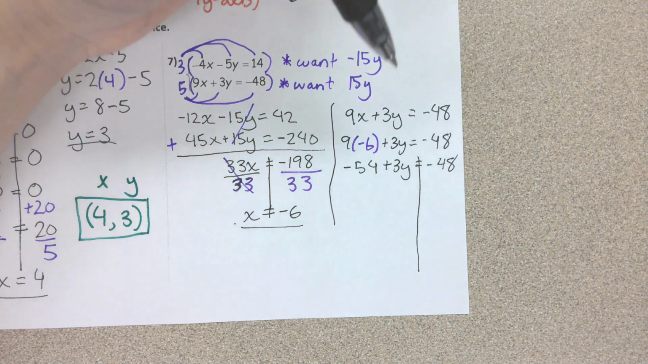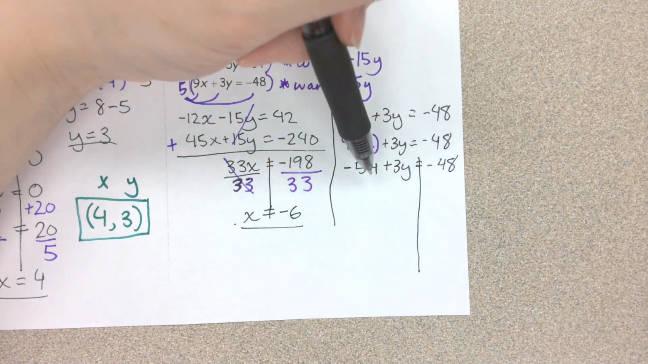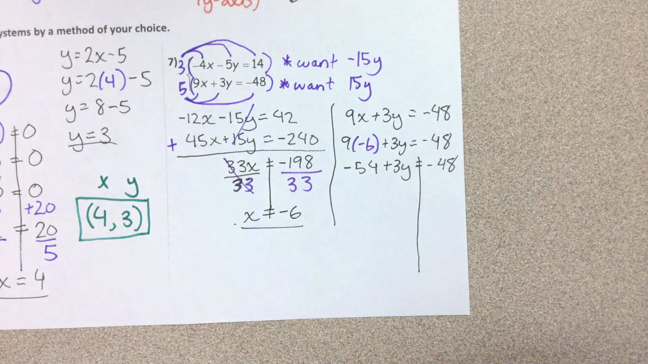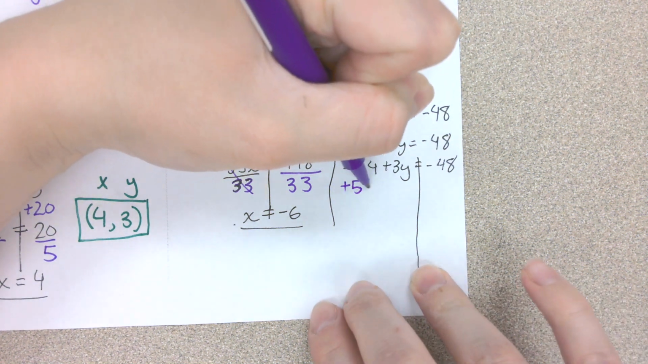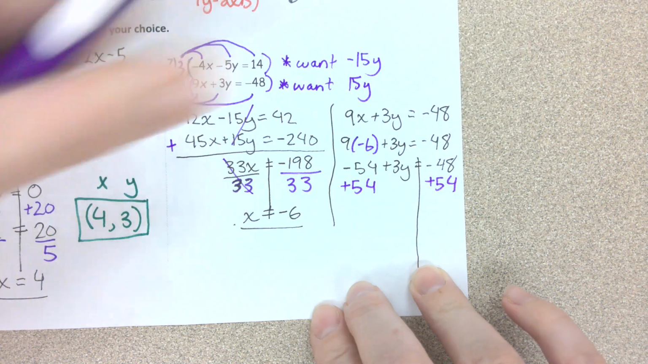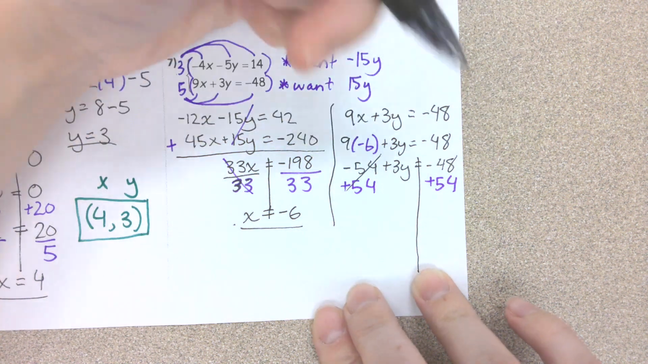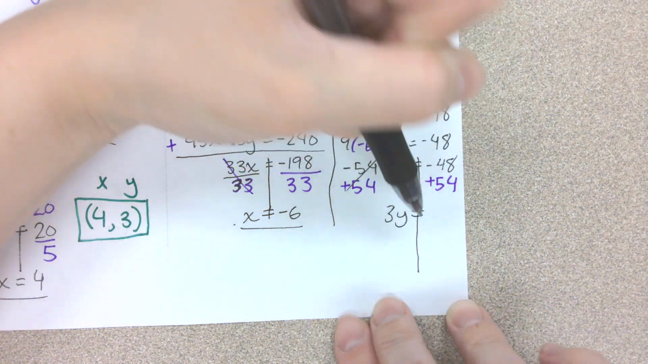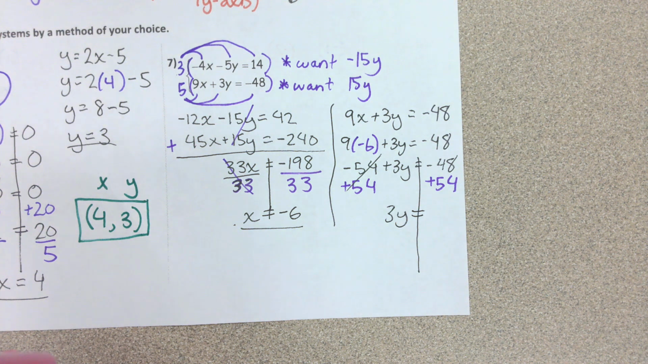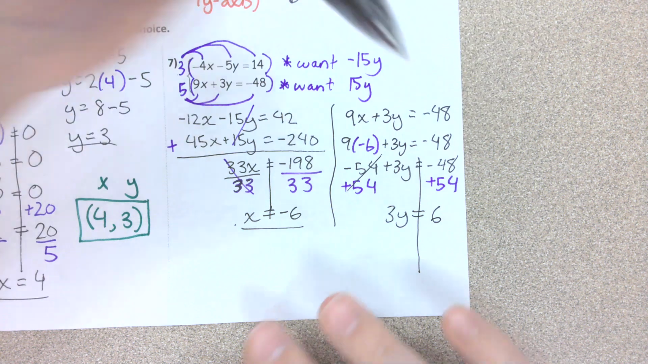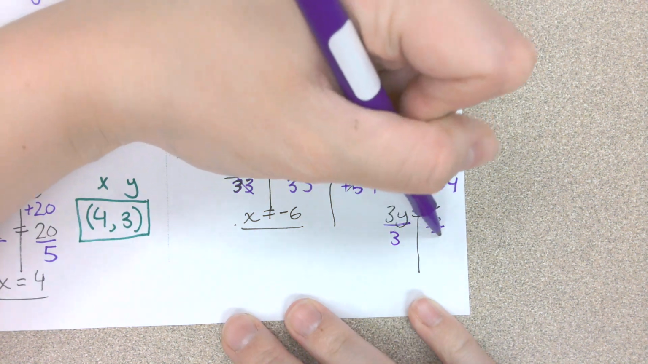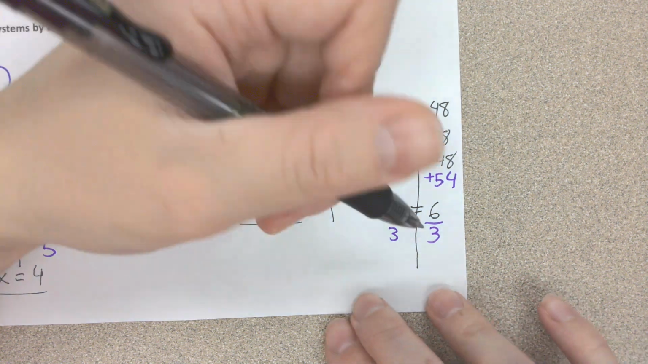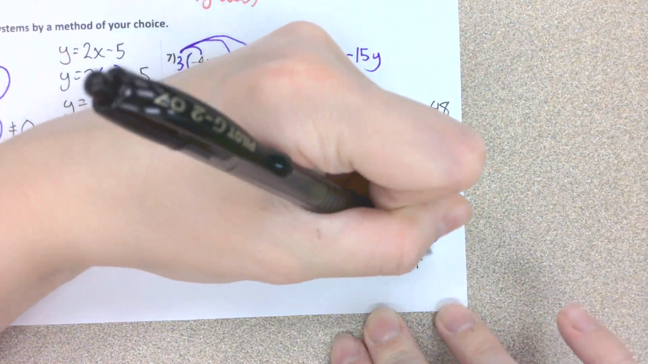From here, I need to solve for y. So I've got my whole number over here. I'm going to move that first. This is a minus 54, so I'm going to plus 54 on both sides. These cancel. 3y equals, I feel like that's 6, but just in case, I'm going to check. Yes, this is positive 6. And then lastly, just got to divide by 3 to get the y by itself. Y equals 2.